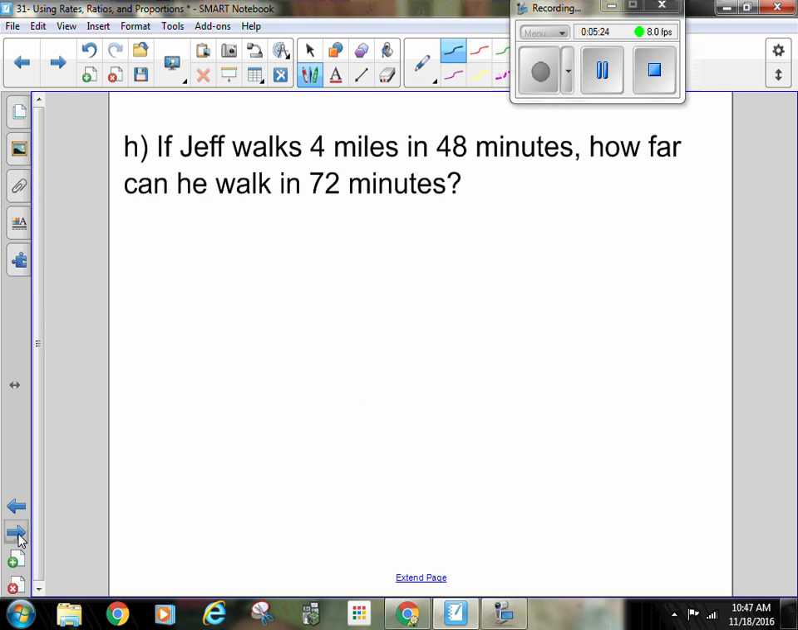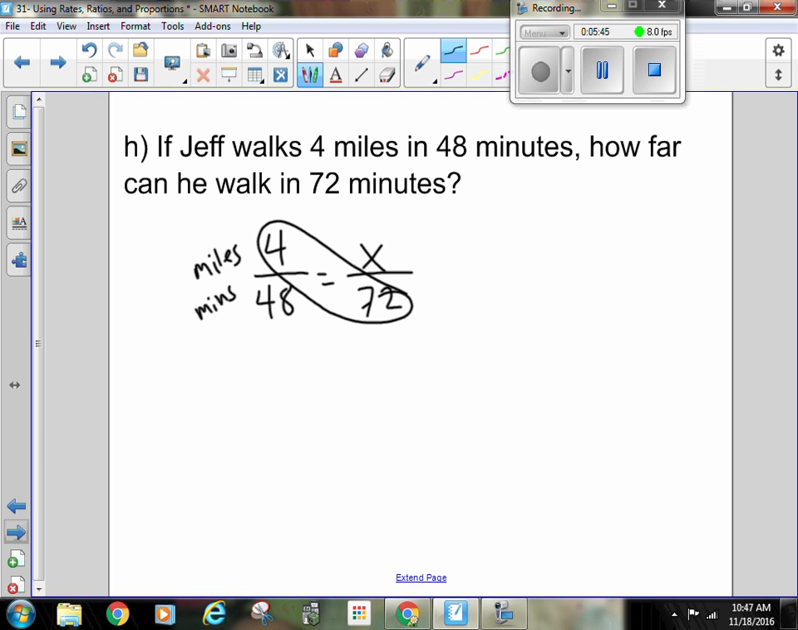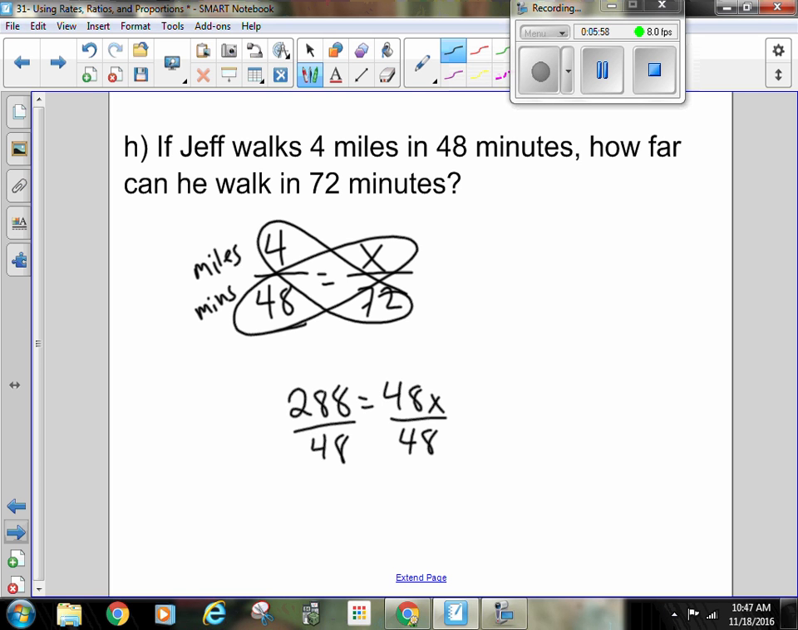All right, our last one here. If Jeff walks 4 miles in 48 minutes, how far can he walk in 72 minutes? So we set up a proportion. He walks 4 miles in 48 minutes, so miles over minutes. We want to know how many miles he's going to walk in 72 minutes. Again, we just cross multiply 4 times 72. We get 288. And we take 48 times x. So we divide by 48 on both sides. 288 divided by 48 gives us a nice 6-mile walk.